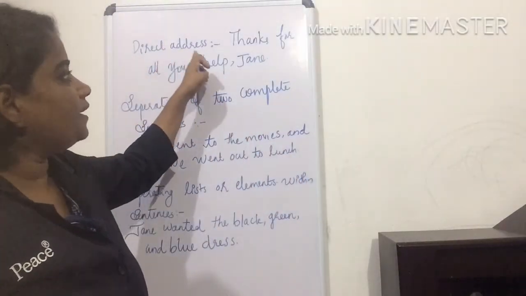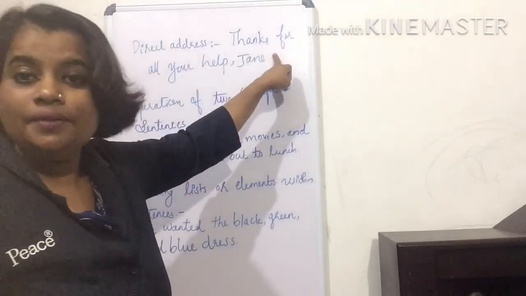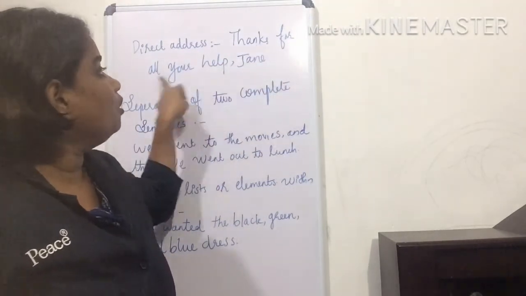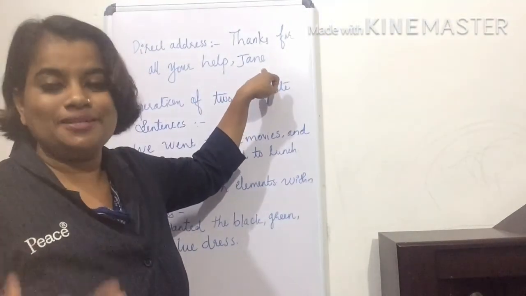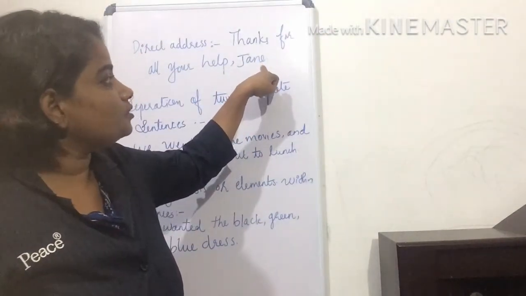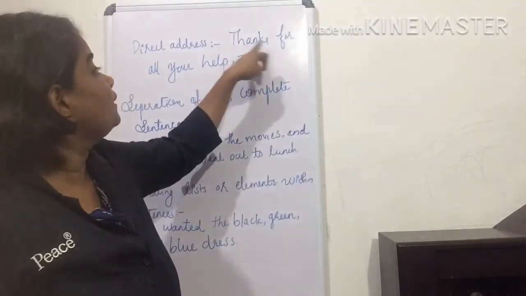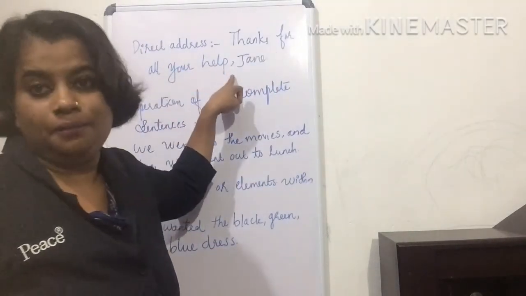The first one is direct address. Okay, "Thanks for all your help, comma, Jane." Who said this? Jane said. What did he say? Thanks for all your help.